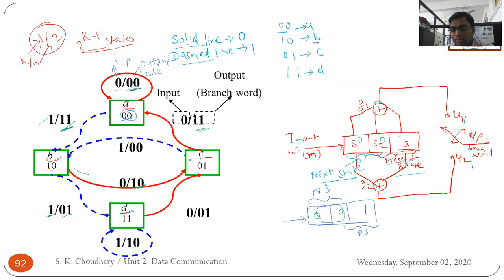But when you are at state C and you receive the input 1, at that moment your next state is 1, 0. You would enter from C to B. And in this case, what would your output be? So 1 plus 1, U1 is 0. 1 plus 1, U2 is 0. So the output would be 0, 0. I hope you have understood this idea.